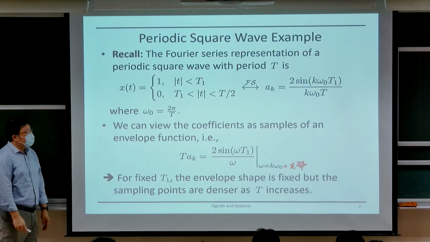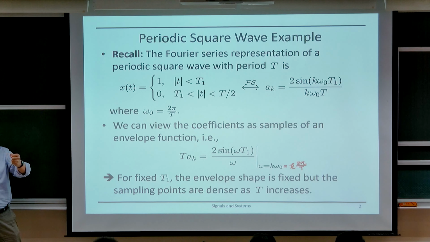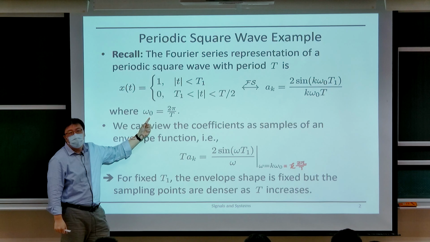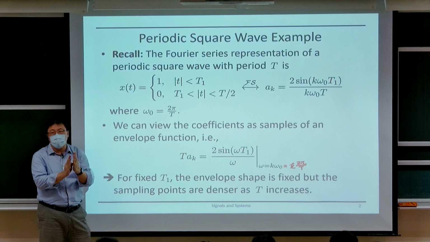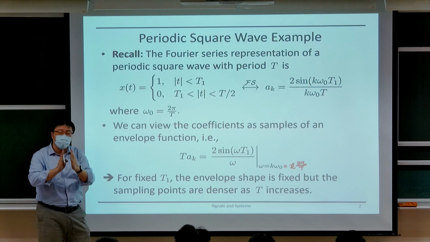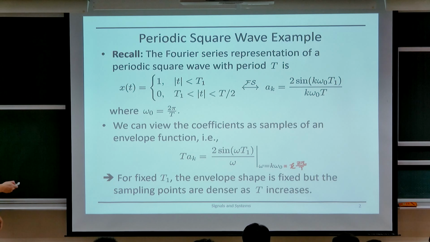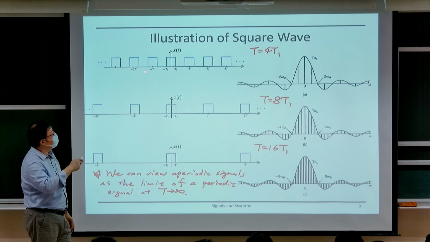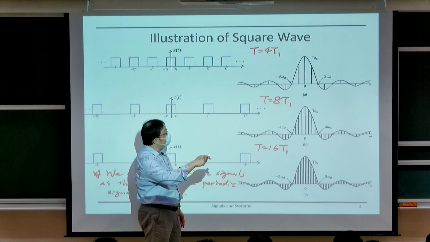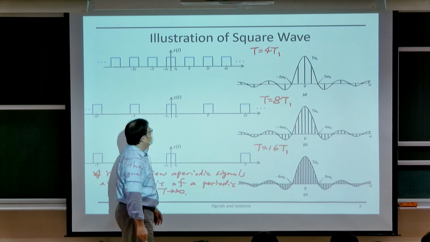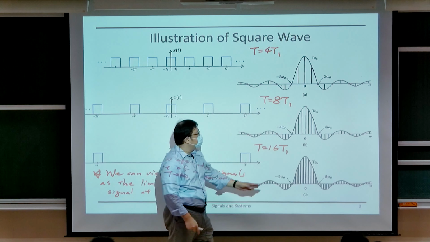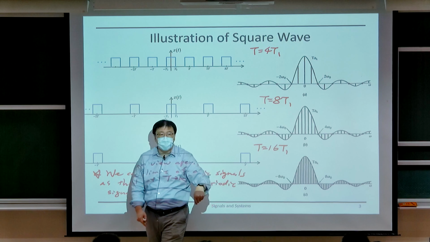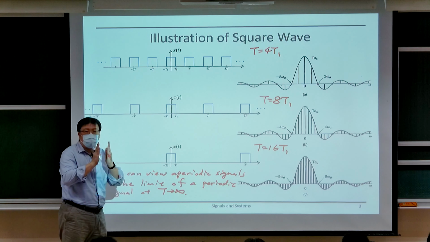Now, as you increase the period, capital T, this omega naught becomes smaller, which means that the frequency components of this signal become denser and denser as the period increases. We visualized this through this square wave example here. Originally, if you have a square wave like this, you may be taking samples at these points here. But as you increase the period, these samples become denser and denser, and the corresponding frequency components are sampled at frequency points that are closer and closer together.